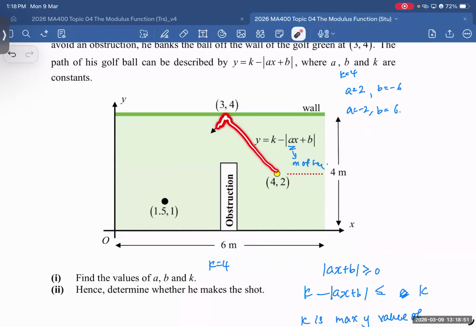You know you play pool? Pool is like this.